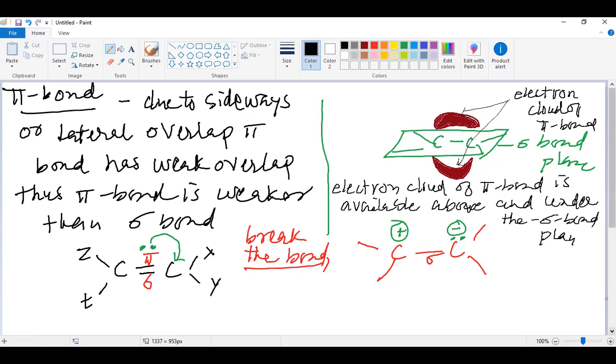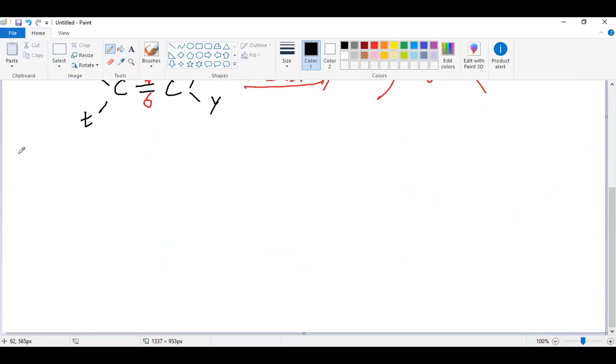Now what happens? Something very interesting happens. We know, my dear students, that the name of the molecule is ethane. This ethane is CH3CH3. And suppose you have ethene, CH2 double bond CH2. Now this CH3CH3, you can write it in this manner, my dear students.